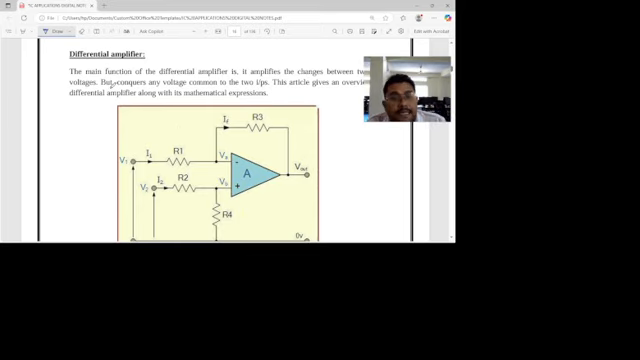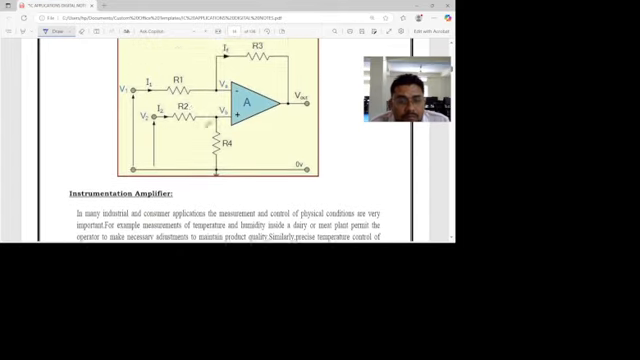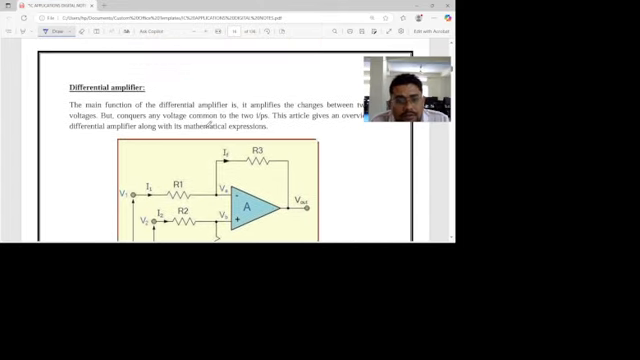Next is the differential amplifier. We will discuss the differential amplifier in the next class. Today the last topic we have discussed is the non-inverting amplifier.